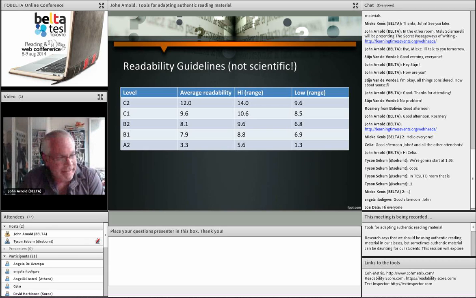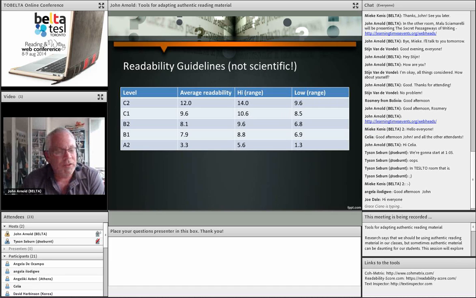So I did a little bit of research on my own. This is not scientific in any way. But what I did was I looked at the Cambridge exams, and I looked at the reading passages that they used on those exams to determine what they thought in terms of readability. How did the passages that they chose, what was their readability level, and what was the range of that readability level?